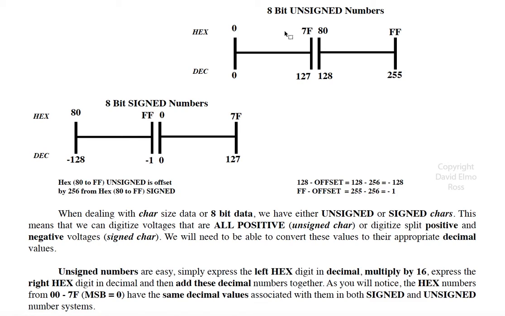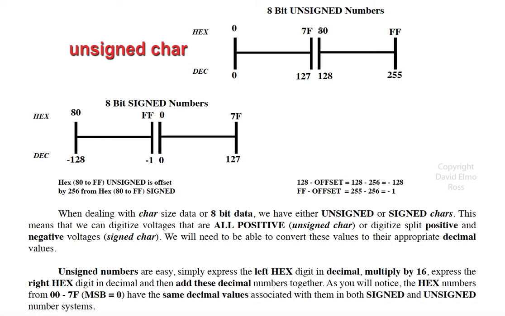Now, when we take a look at 8-bit unsigned numbers, what we're really talking about here is 8-bit unsigned char, because that's one of the data types we're going to be using in C. And if we put all of our hex numbers from 00 to FF on the top and the decimal equivalents on the bottom, we're going to see that we have 0 to 7F, which is 0 to 127. And the way we figure this out is 7 times 16 plus 15 is 127. 16 goes into 127, 7 with 15 remainder.